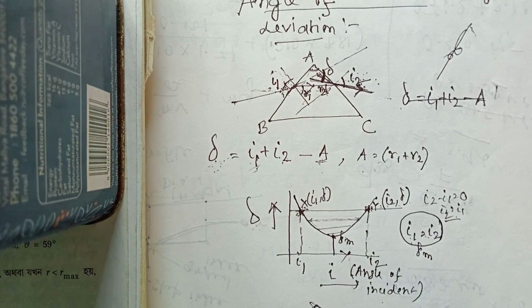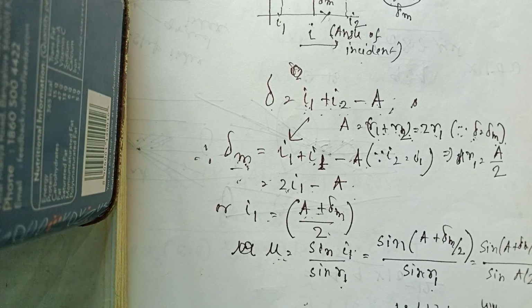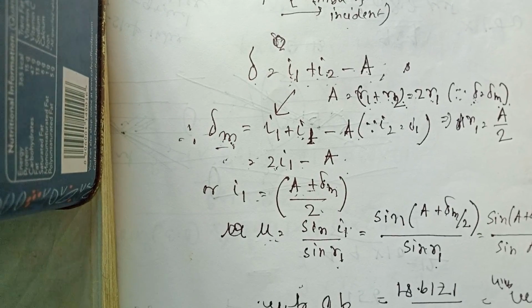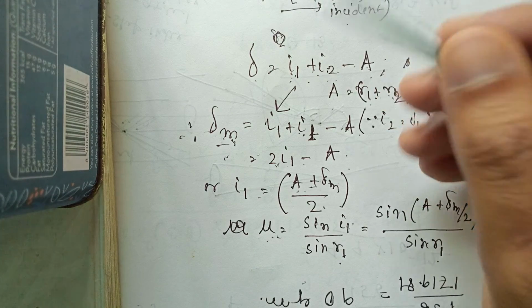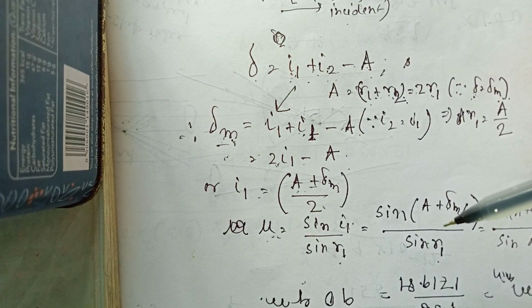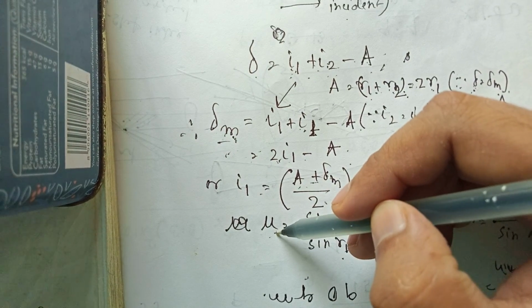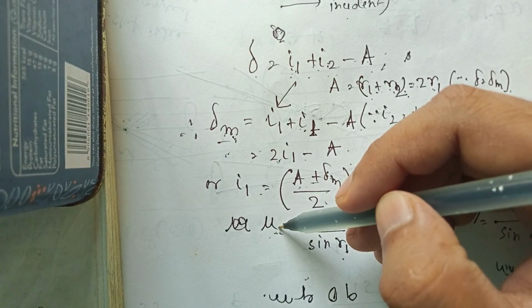Now, we'll try to understand or establish the relation among the refractive index and other parameters of the prism. This is the refractive index of the prism. Here mu is the refractive index of the prism.